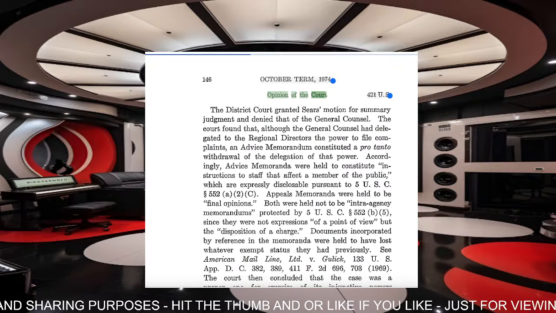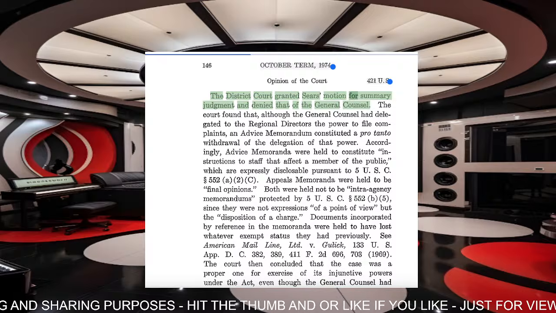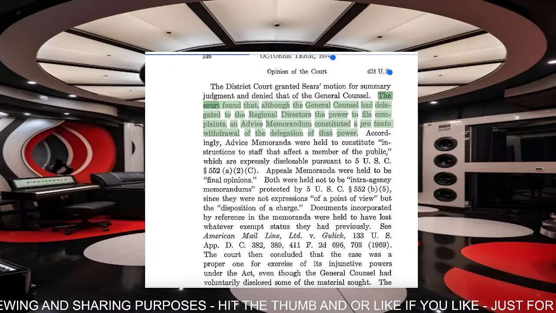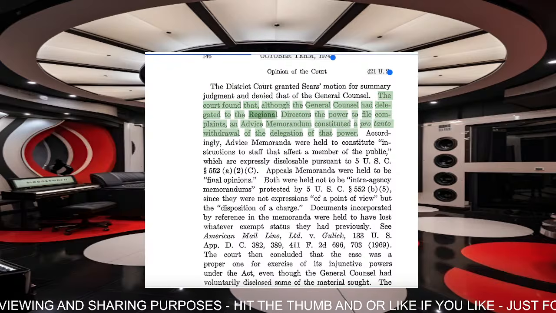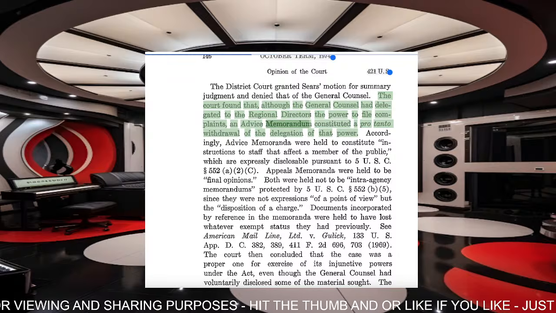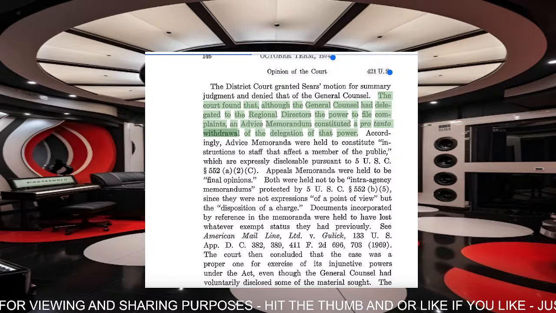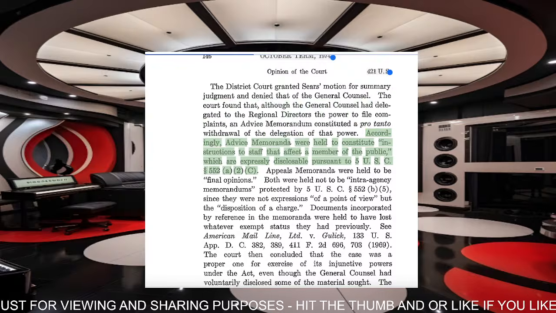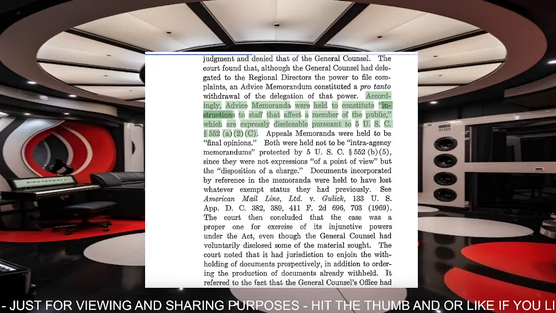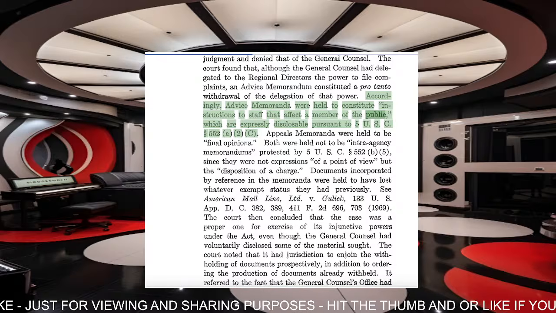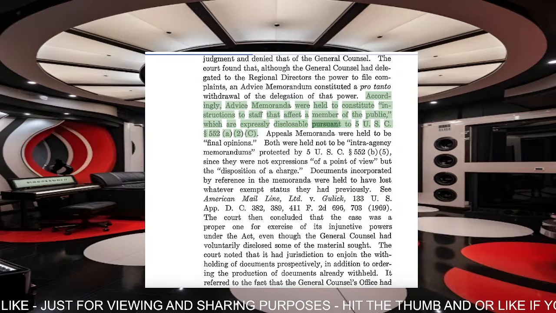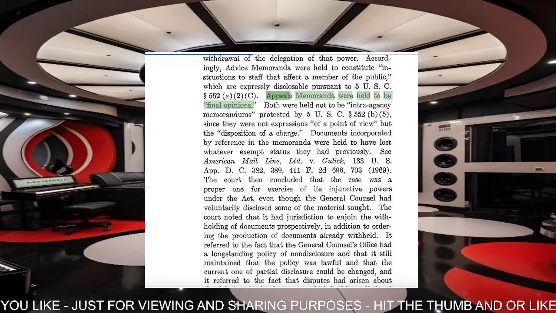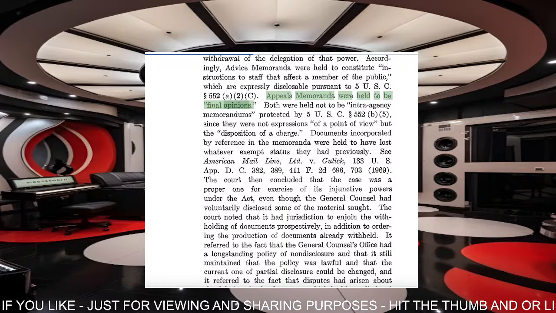Opinion of the Court. The District Court granted Sears' motion for summary judgment and denied that of the General Counsel. The Court found that, although the General Counsel had delegated to the regional directors the power to file complaints, an advice memorandum constituted a pro tanto withdrawal of the delegation of that power. Accordingly, advice memoranda were held to constitute instructions to staff that affect a member of the public, which are expressly disclosable pursuant to 5 U.S.C. 552. Appeals memoranda were held to be final opinions.